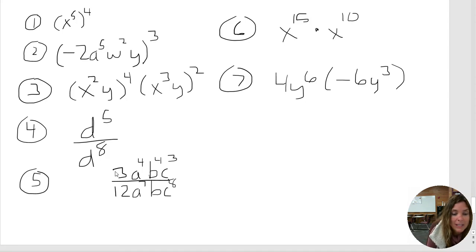Number 5 is 3a to the 4th b to the 4th c to the 3rd over 12a to the 7th b c to the 8th. Number 6 is x to the 15th times x to the 10th. Number 7 is 4y to the 6th times -6y to the 3rd. Okay, so when you're done with these 7 problems, go ahead and give them to Mrs. Higley. Thank you.